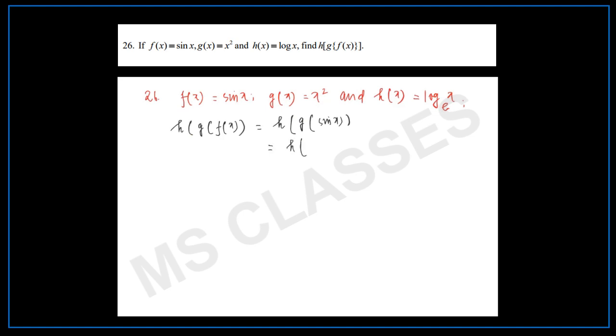Now h of g of sin x: when the input is x, g gives x squared, so when it is sin x, this will be sin x whole squared. Now h of sin x whole squared will be log of sin x whole squared. Now this can be written as 2 ln mod sin x, which is the required answer.